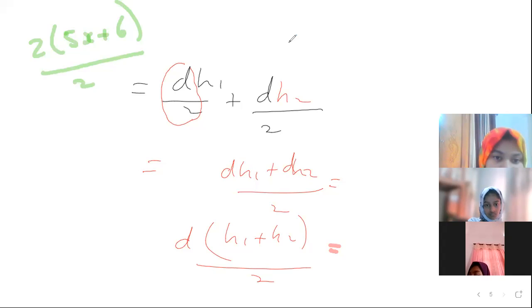കണ്ടില്ലേ? ഹാഫ് ഇൻറ്റു D into H1 plus H2. ഇത് മനസ്സിലായോ നിങ്ങൾക്ക്? ഹലോ, Example നോക്കൂ.